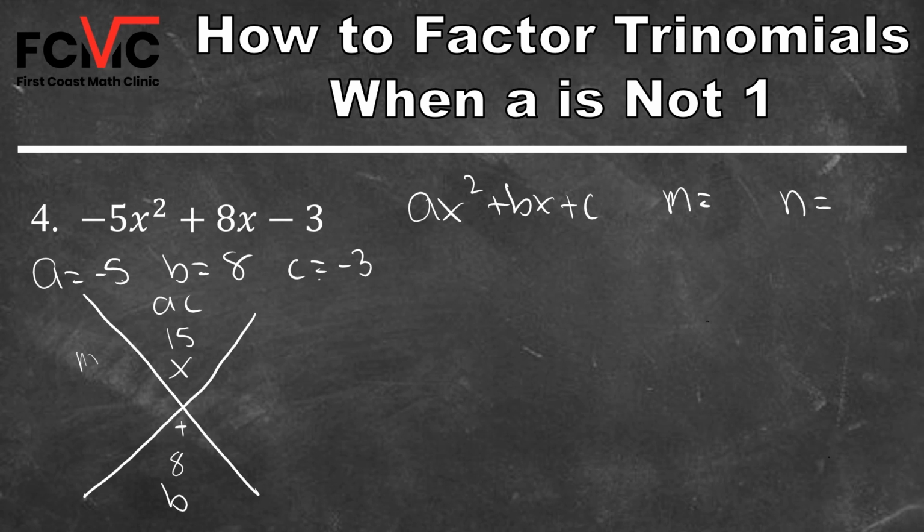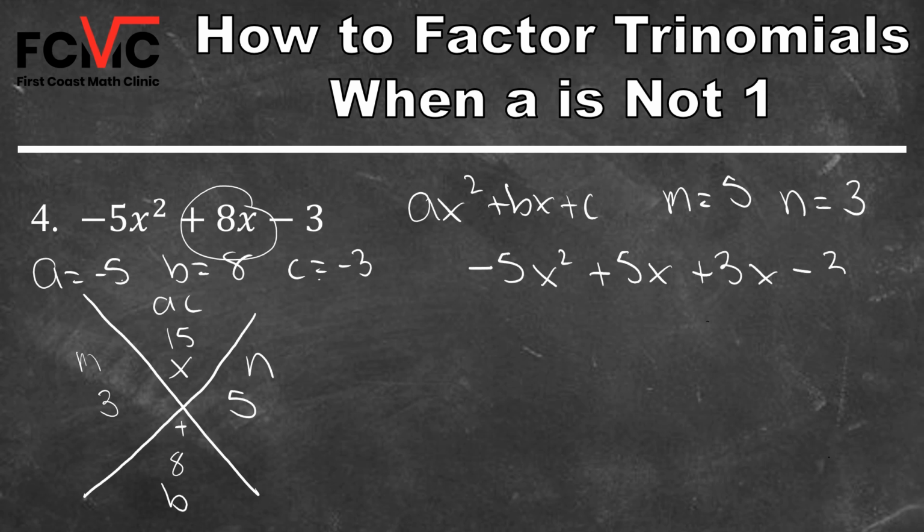So for our m and n values, we could use 5 and 3. Those will multiply to 15, but add to 8. So we can replace that middle value with 5 and 3. So I'll rewrite this as negative 5x squared plus 5x plus 3x minus 3. And again, you can switch these if you want, but I decided to put the 5 here and the 3 here because I know when I group this together, I'm looking for my GCF, and I'm going to have a 5 and a 5, so I could just pull that 5 out. I'm going to have a 3 and a 3, so I could just pull the 3 out. Okay, so that's why I'm choosing to group this as I did.